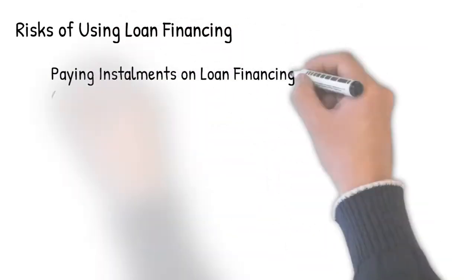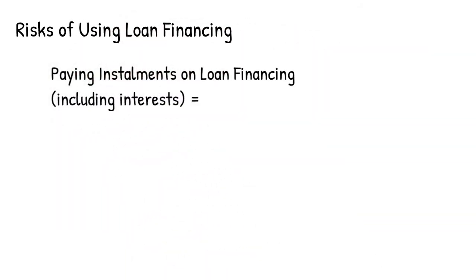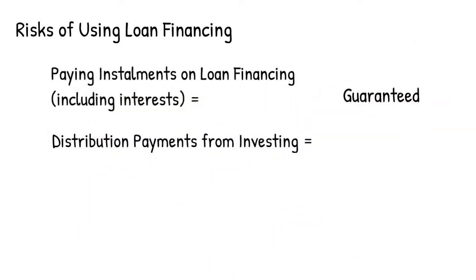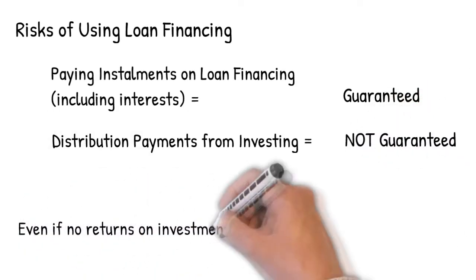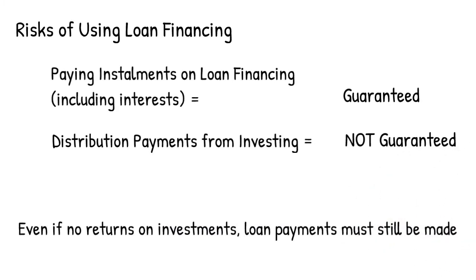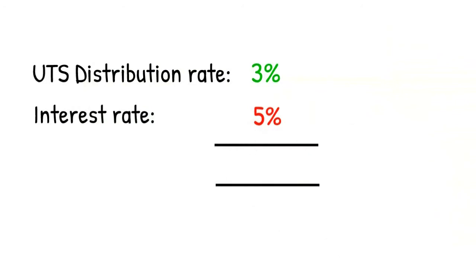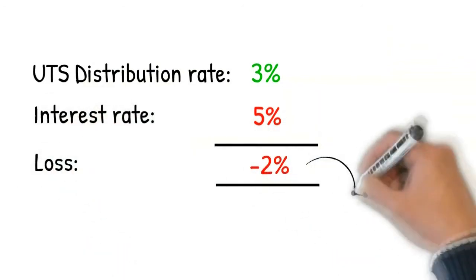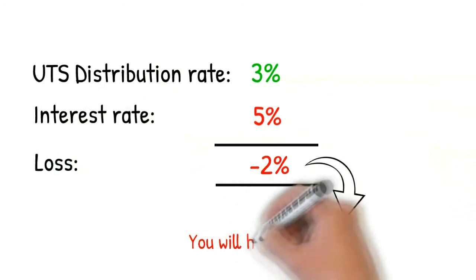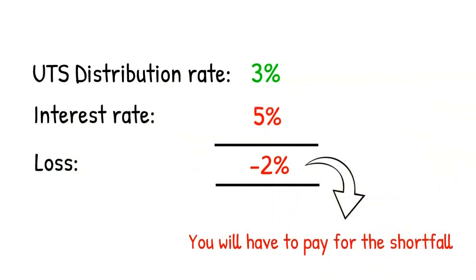There are two aspects to this. Paying installment payments on your loan financing, including the interest payments, is guaranteed. However, distribution payments from investing is not guaranteed. Hence, in the event no distribution payment is made, you will still have to pay your loan installments. Additionally, even if the unit trust scheme pays distribution, in order for your investment to be profitable, the distribution rate must be above your loan financing interest rate. If it isn't, you will have to pay for the shortfall.